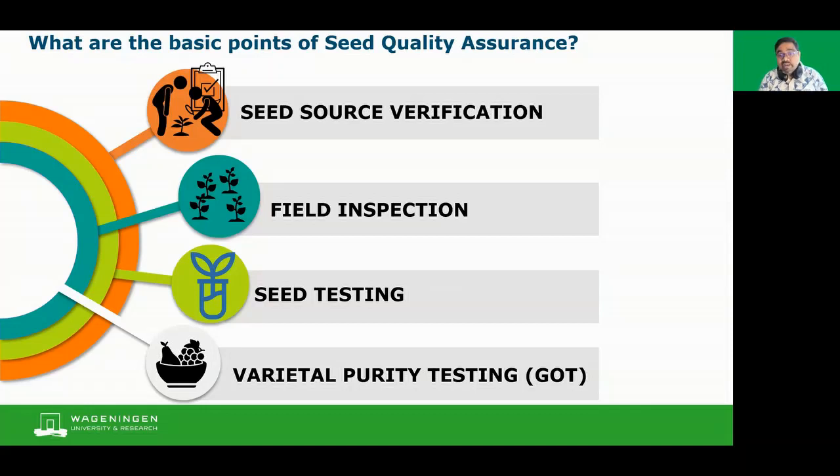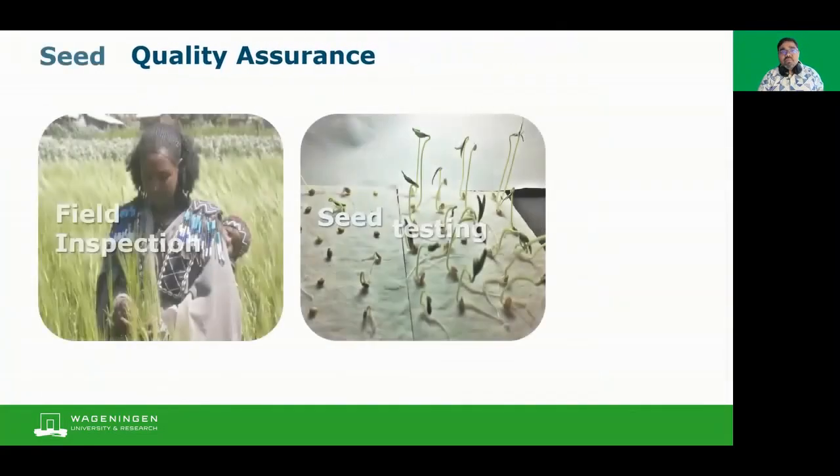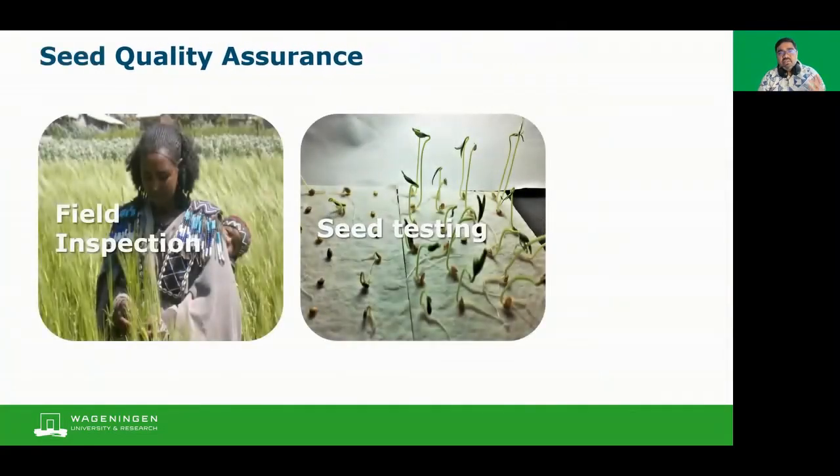And then finally, we have the varietal purity testing. After the seeds have been produced and tested for germination, moisture, and all these, we need to see whether the genetic purity or the varietal purity is correct or not. In today's discussion, we will be focusing a little bit on the field inspection and the seed testing. That's the main fundamental thing that we are going to do here.